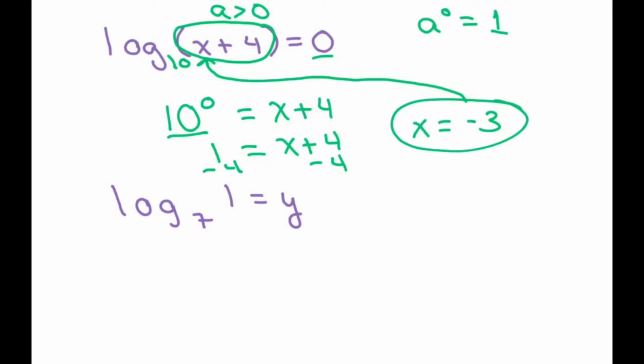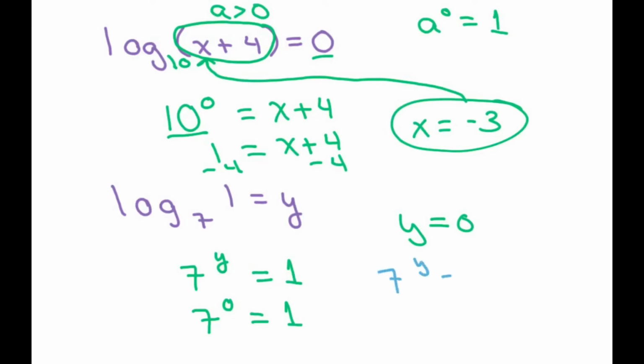Okay, this one, 7 to the y power equals 1. In that case, you have to know that y is 0, because anything to the 0 power equals 1. Or, you could think of it this way, I could write this as 7 to the y power equals 7 to the 0th power, because 7 to the 0 is 1. And then you just see that y equals 0.